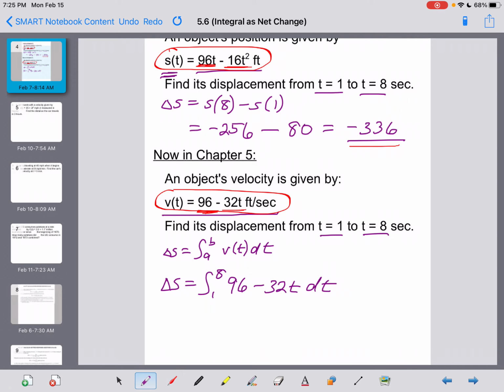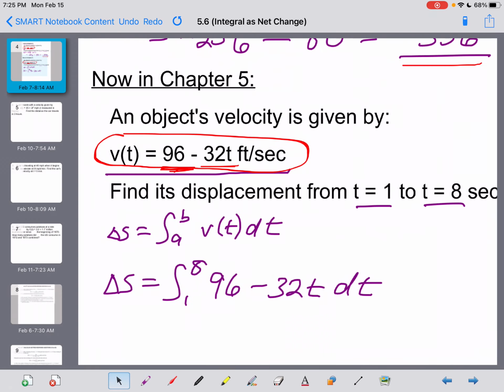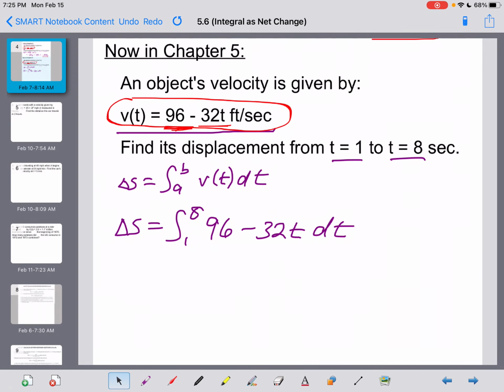But I don't want to assume, because you know what happens then, bad things. So let's see, this looks like an integral that's not going to be too hard to evaluate. So delta S will equal, the antiderivative of 96 will be 96t. This looks familiar now. And an antiderivative of negative 32t is going to be negative 16t squared. Oh, there's that position function. And we're evaluating this now from 1 to 8.